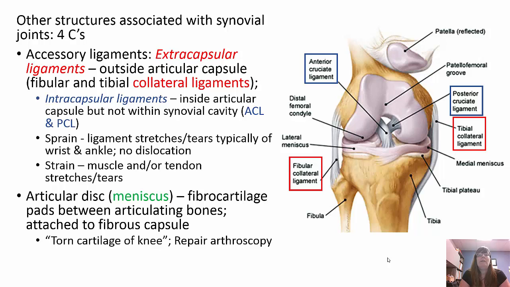We also have an articular disc, which is called a meniscus, which is fibrocartilage pads between these articulating bones. They're attached to the fibrous capsule. Oftentimes, if somebody has torn cartilage of the knee, this is the area they're talking about, and you can see the meniscus on the picture there. To repair it, arthroscopy often occurs, and usually what happens is they will go in and kind of shave off any damaged cartilage and then come out, basically.